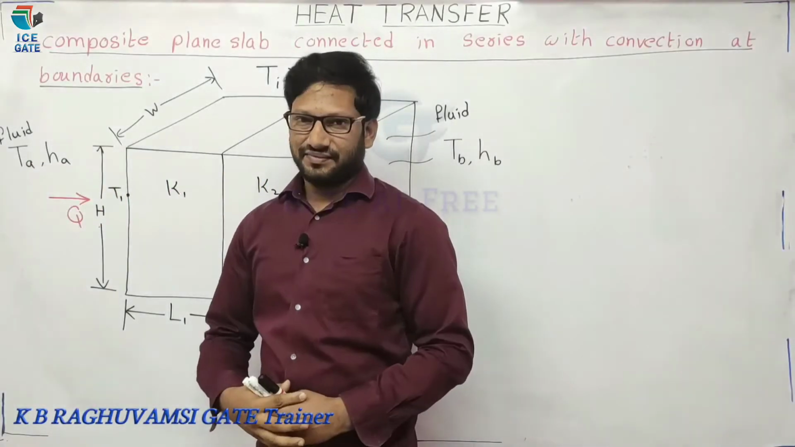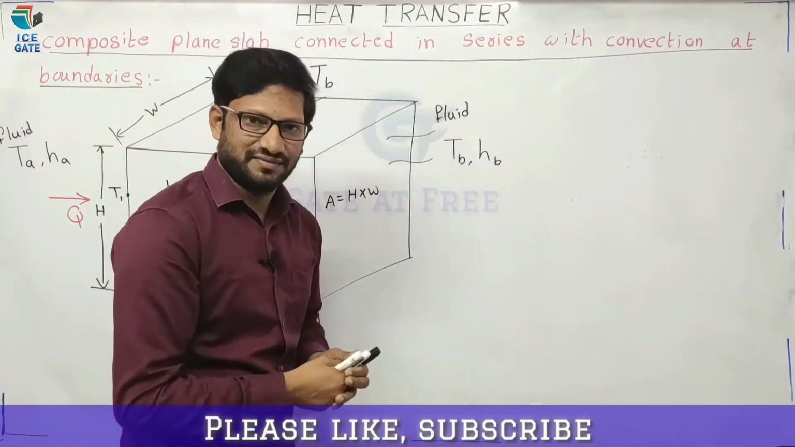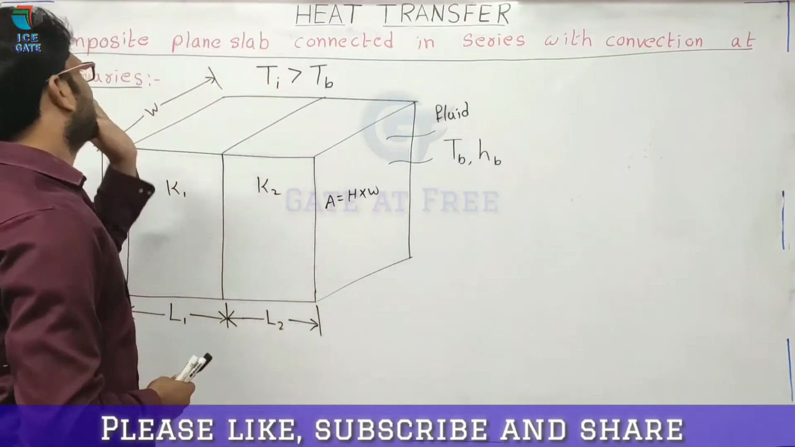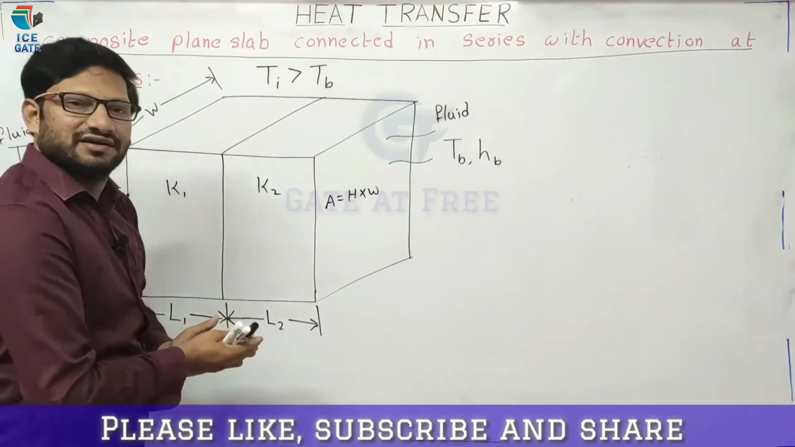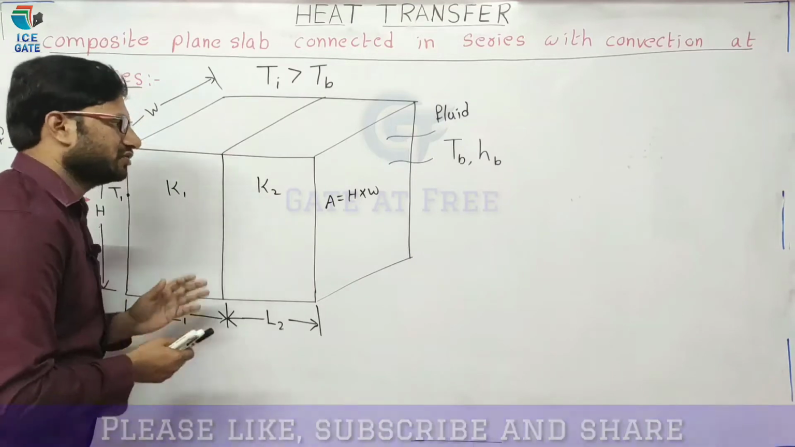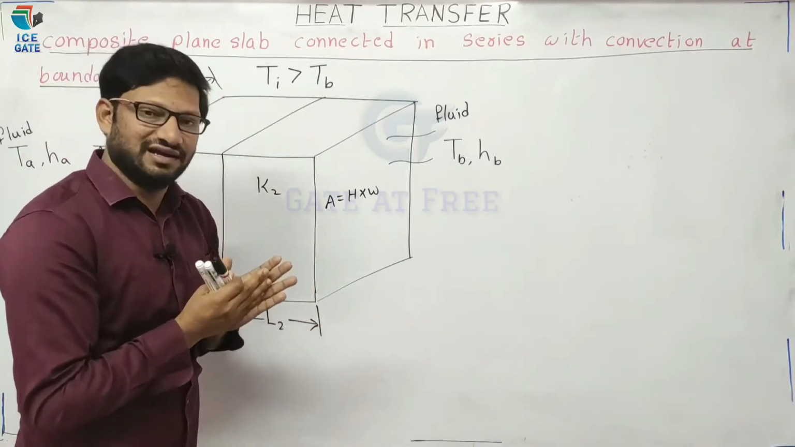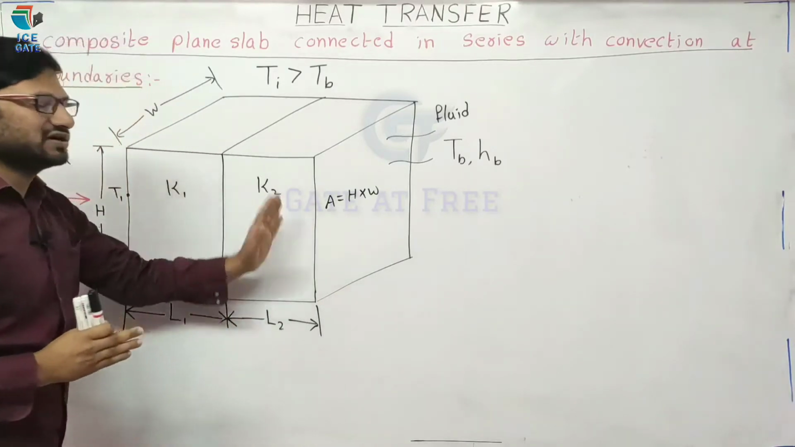In previous class, we have seen convection at boundaries. Now we are going to see the analysis of composite slab connected in series with convection at boundaries. So what is meant by composite slab? Two different materials connected together. Okay, that is known as composite slab.